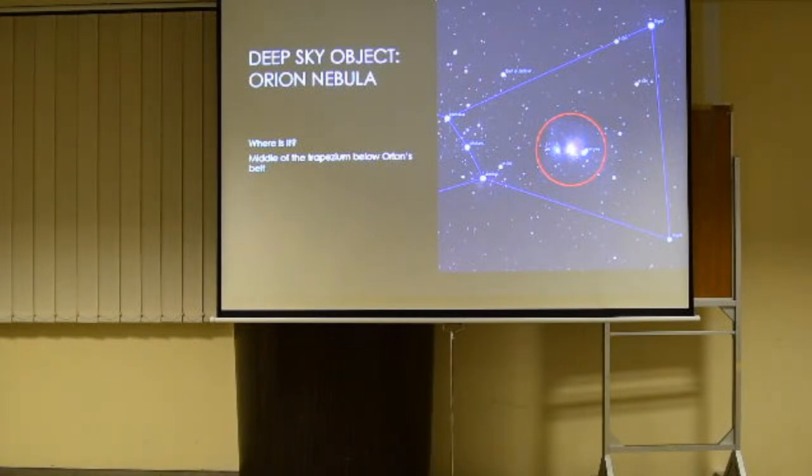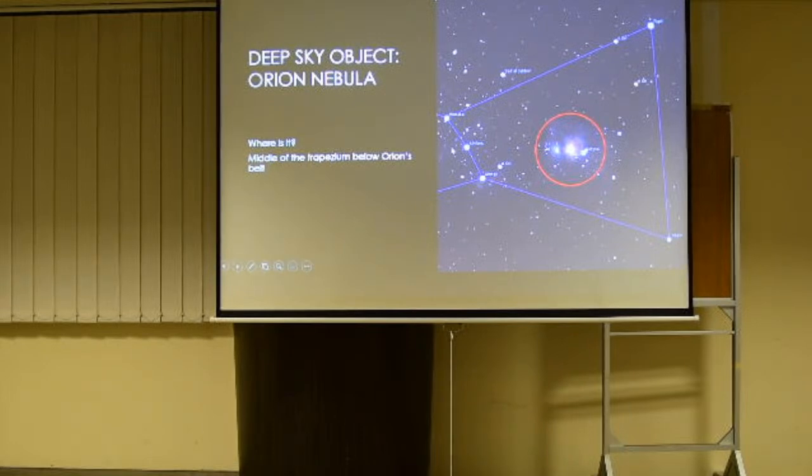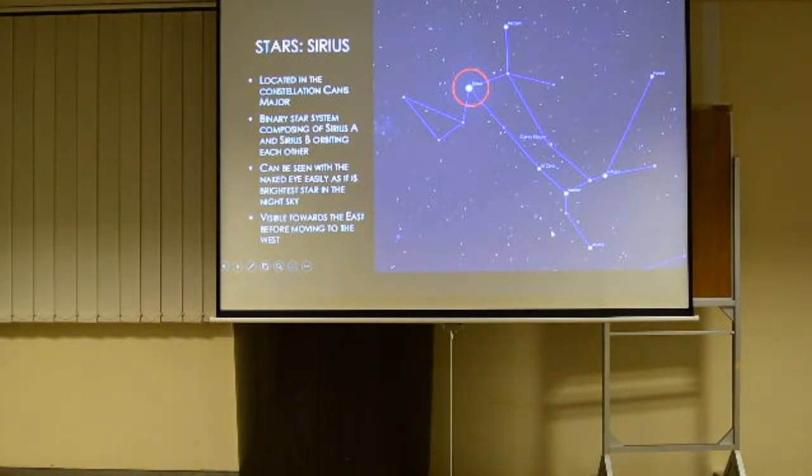Within Orion, you could also see the Orion Nebula, which is quite famous. It is located in the middle of the trapezium below Orion's belt, but when you look through the telescope, it won't look like this. It will look more like a black and white cloud. Another star which you could see is Sirius, which is located in the constellation Canis Major. Interesting fact: it is a binary star system composed of Sirius A and B, which orbit each other. It's actually the brightest star in the night sky, so it could be seen with the naked eye easily. It will be visible towards the east before moving to the west.